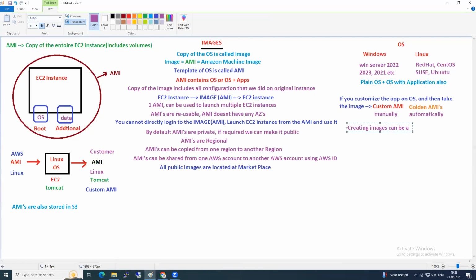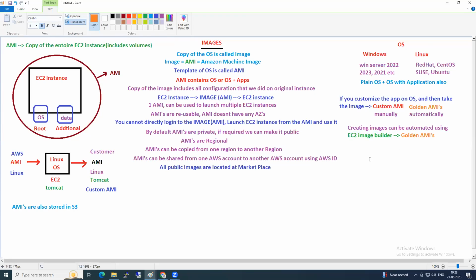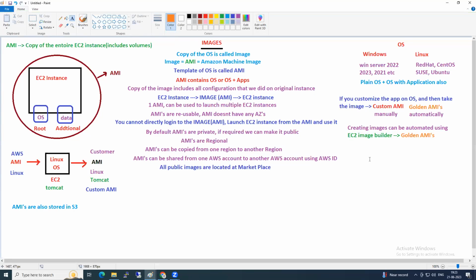Creating images can be automated using a feature called EC2 Image Builder. What is the concept? EC2 Image Builder. Using EC2 Image Builder, can you automate? And this provides golden AMIs. Is it clear? Okay.